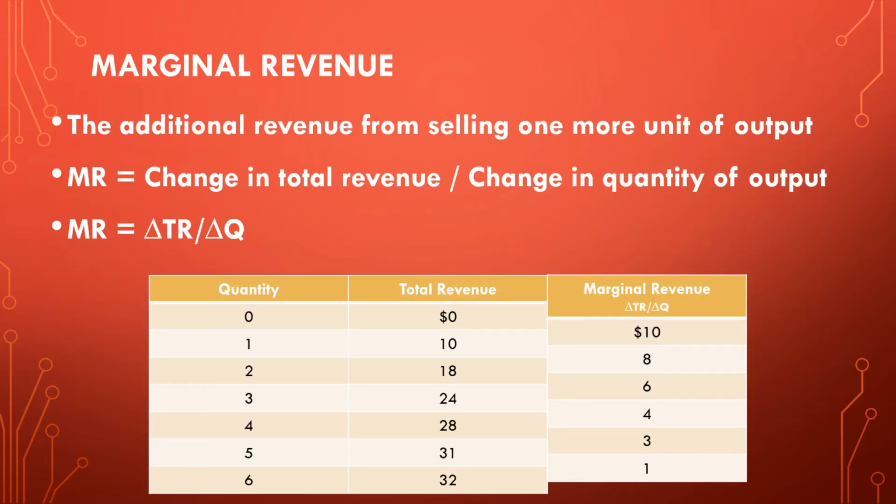Alright, so we have marginal revenue, which is the additional revenue from selling one more unit of output. So when we go from selling 0 units to 10 units, our marginal revenue is $10 because our revenue went from 0 to $10. When we go from the 3rd unit to the 4th unit, our total revenue increased from $24 to $28, which means our marginal revenue is $4. So it is the change in total revenue over the change in quantity of output.